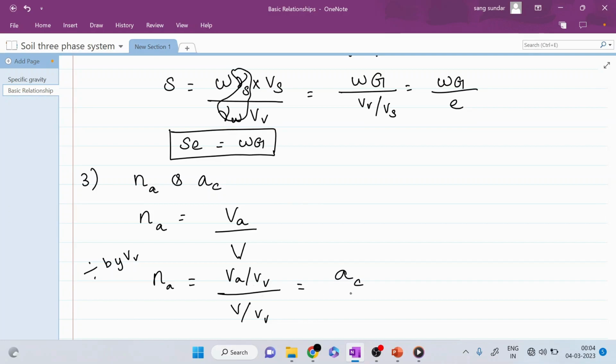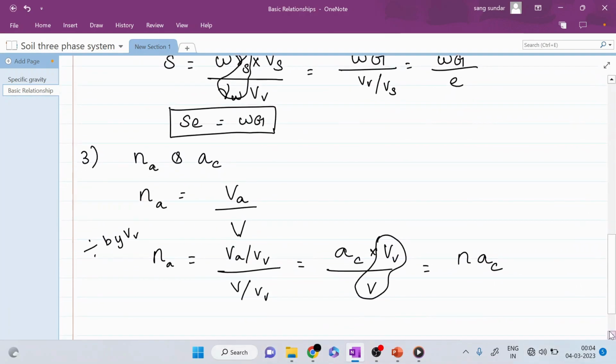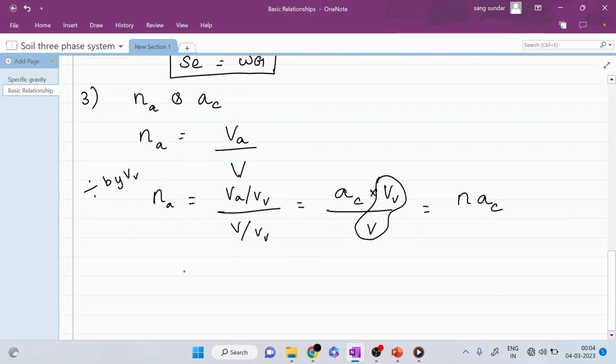Volume of air by volume of voids is air content, divided by, here just bring this volume of voids to the numerator, VV by V. And what is VV by V? It is nothing but porosity, N, into AC. Hence, we'll get NA is equal to N into AC.